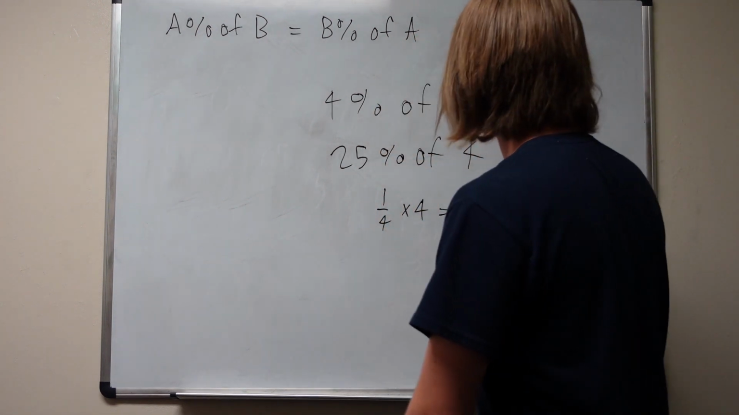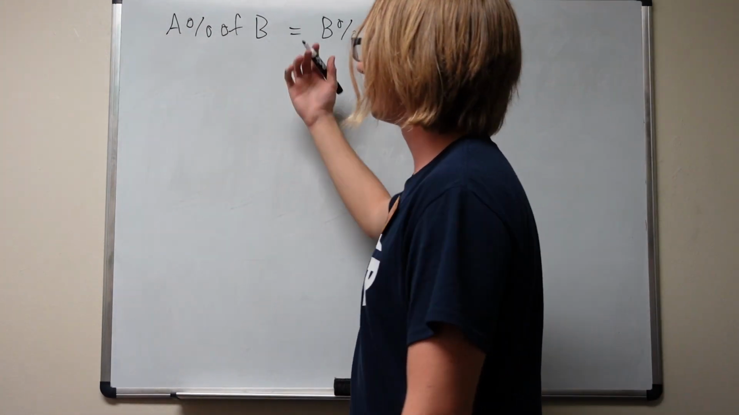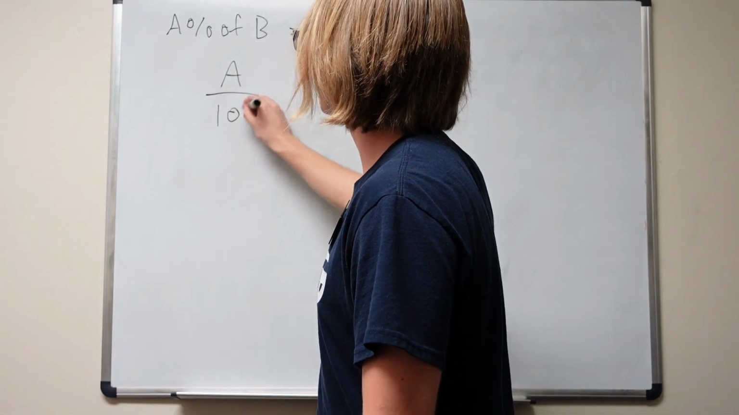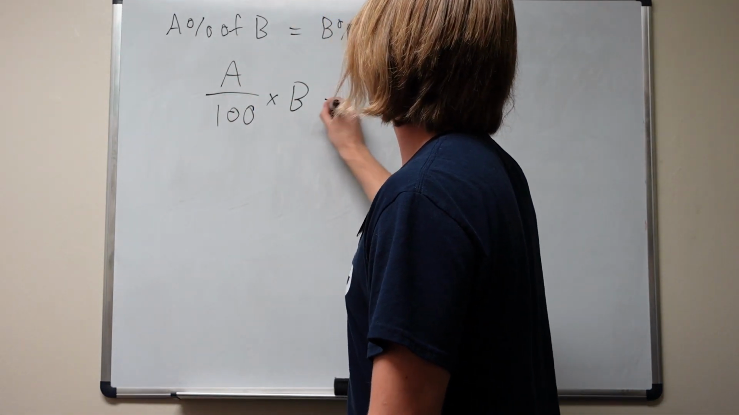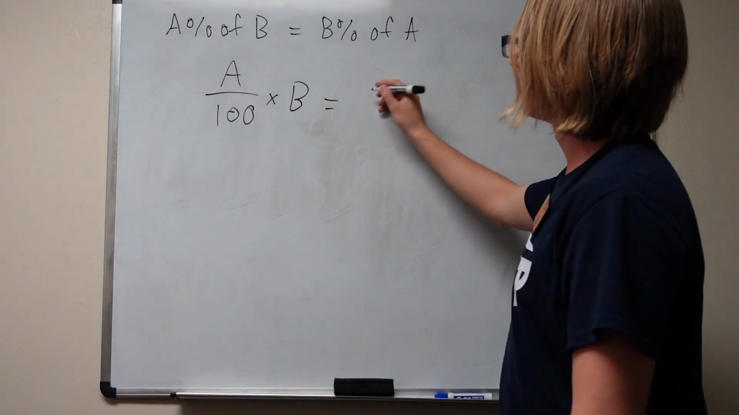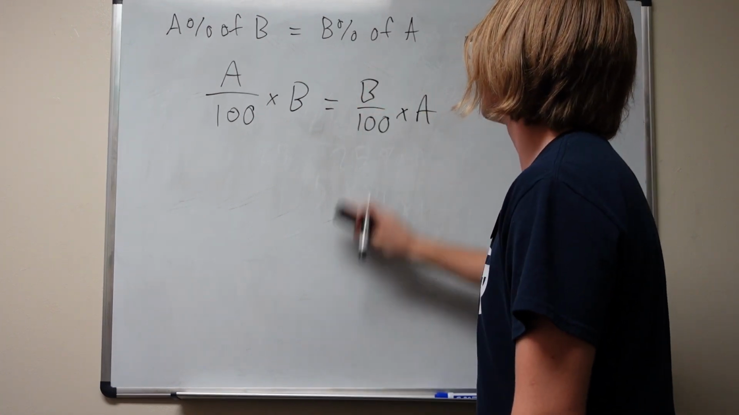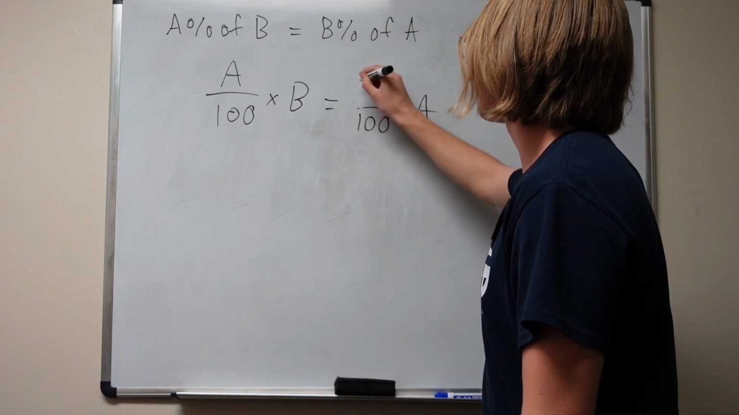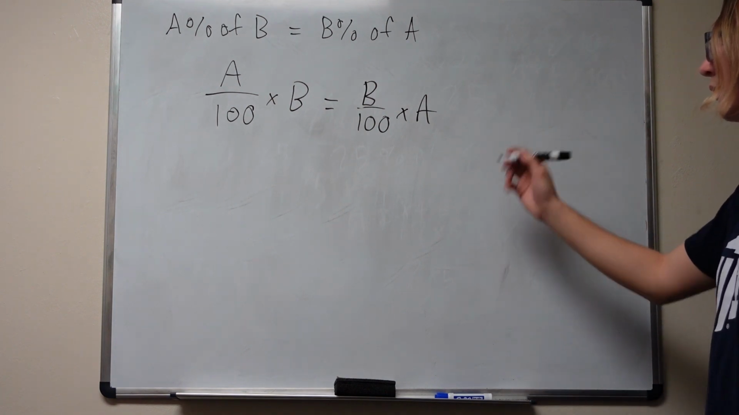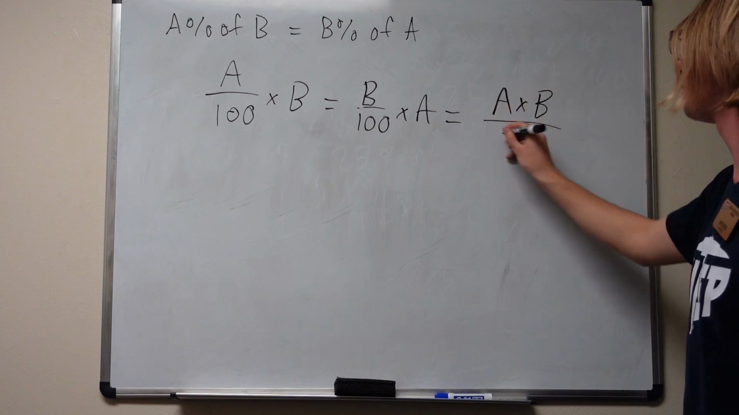So reasoning for this is, well, A%, if we go by the definition of percent, that's the same thing as A divided by 100 times B. And then we see that B% of A is the same thing as B divided by 100 times A. Since we're dealing with a product of numbers, it doesn't matter which order we multiply in. In fact, we could expand this and say that A times B divided by 100 is also correct.